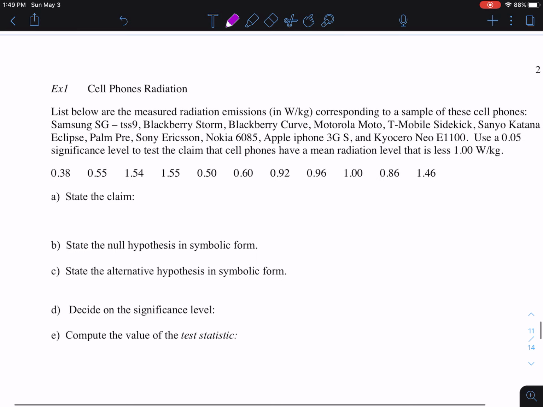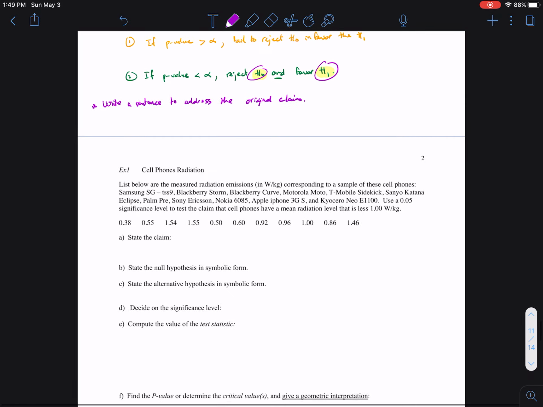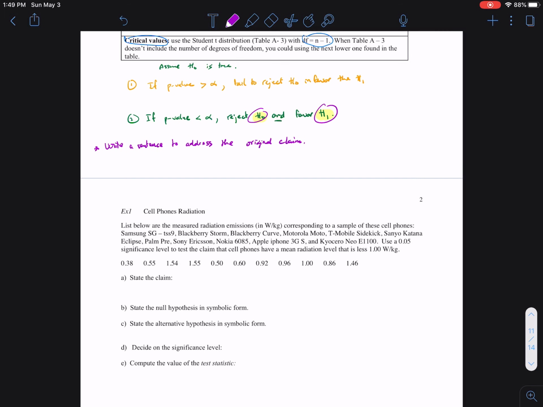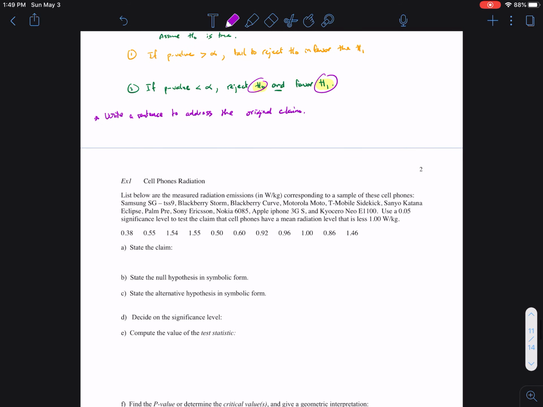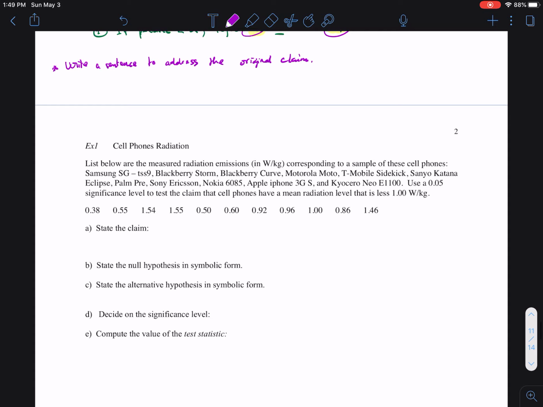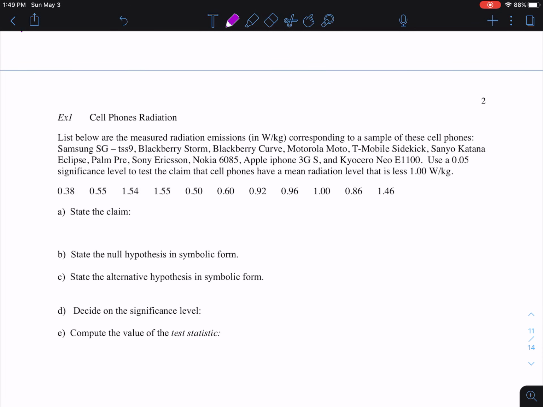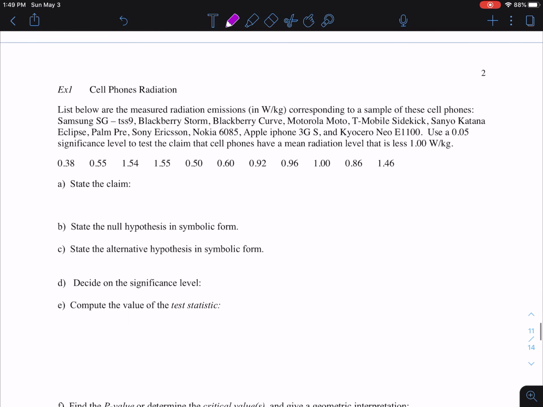Okay, so I'm going to pause this video and start the next video on exercise 1 regarding cell phone radiation. It turns out that cell phones have a certain level of radiation, called SAR, specific absorption rate. These cell phones are old here, but it's just a small sample. I'm going to start the next video with this example and discuss the claim in this problem.